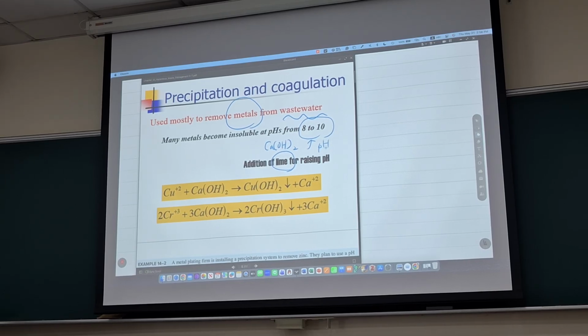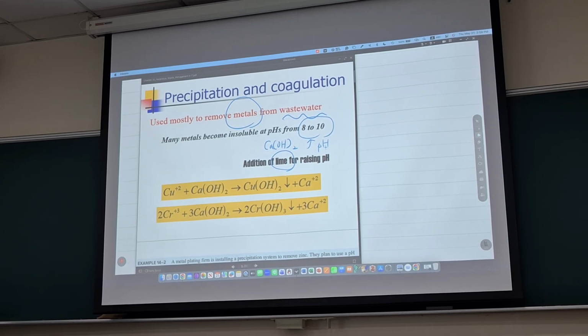Okay, you can add lime to increase the pH value to 8 to 10. Then those heavy metal ions will be insoluble. Understand? Everyone understand? You increase the pH value to 8 to 10, so the heavy metal becomes insoluble, and it will be easy for you to recover those heavy metals.